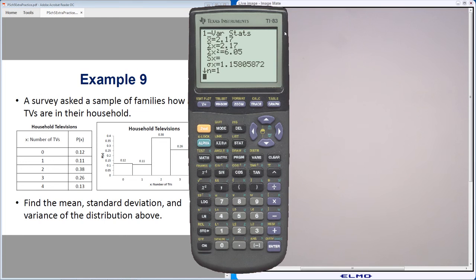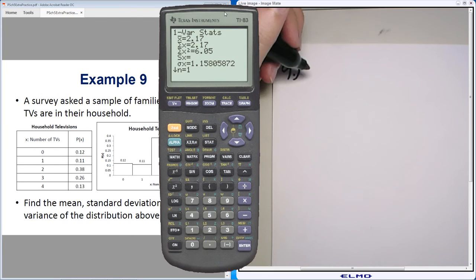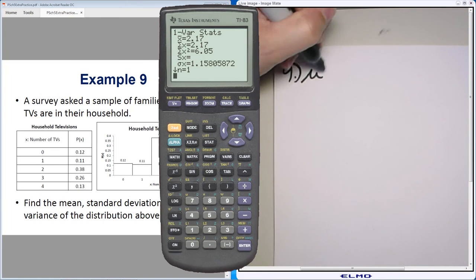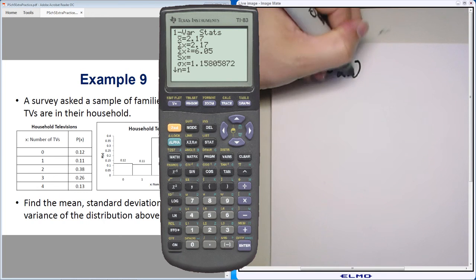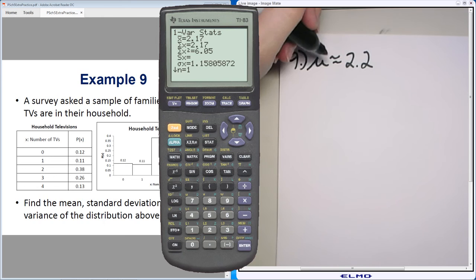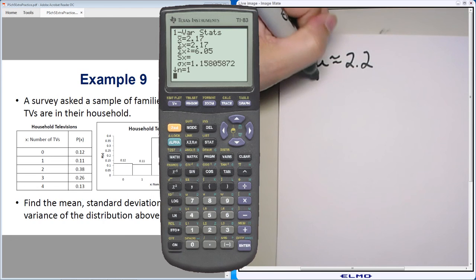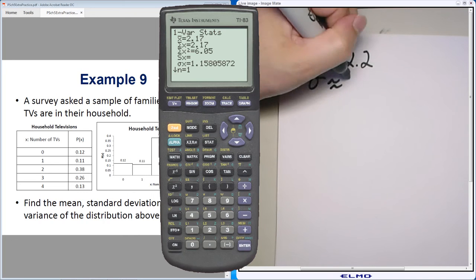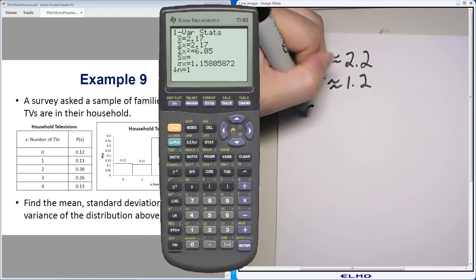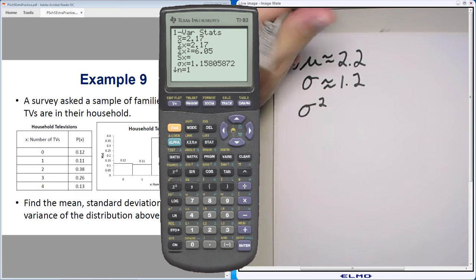All right, let's write them down, and then we'll find the variance. Now this is a probability distribution, so I'll use the population symbols. Mu is going to be 2.2. We'll round to one place. All right, sigma is going to be 1.2. Now what about the variance?